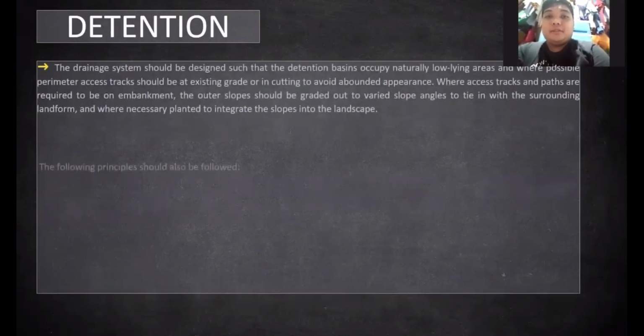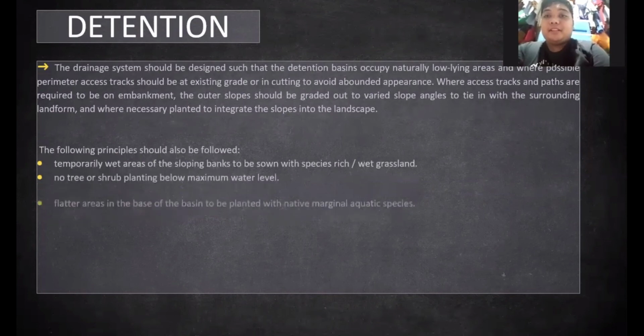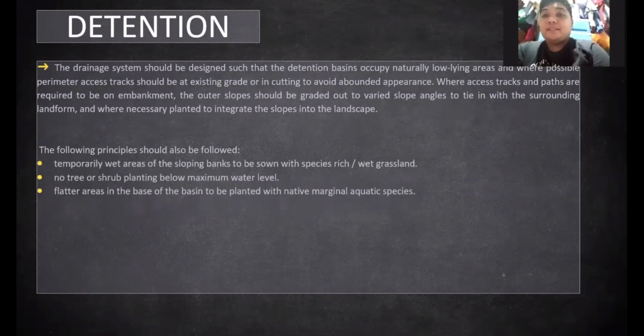Detention. The drainage system should be designed such that detention basins occupy naturally low-lying areas, and where possible, perimeter access tracks should be at existing grade or in cutting to avoid a banded appearance. Where access tracks and paths are required to be on embankment, the outer slope should be graded out to gentle slope angles to tie in with the surrounding landform, and where necessary planted to integrate the slopes into the landscape. The following principles should also be applied.